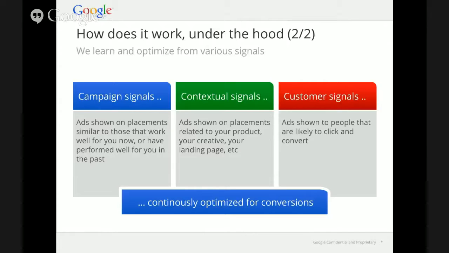We look at contextual signals. So, for example, we look at the semantic context of your creative, the semantic content of your landing page. We, of course, compare that with all the different placements, so sites across the GDN where we could potentially show your ad, and do a contextual relevance there. And we look at customer signals. So, of course, we look at people who clicked on your ad, people who converted on your ad. What are the signals that we can get from them? What is their demographic? What is their location? Do specific demographics convert better for you than others?